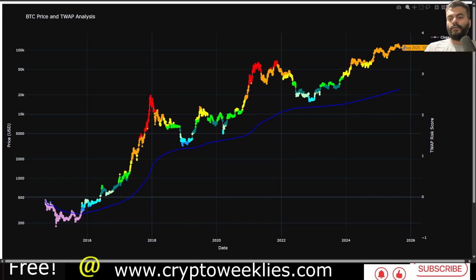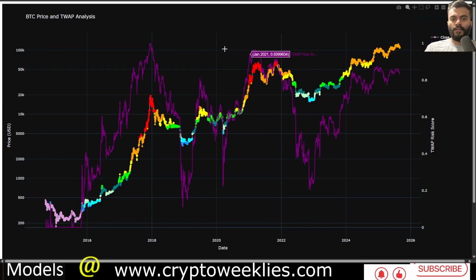So right now, looking at the time weighted average price risk and the price, historically speaking, as the risk goes higher than 0.9, that's when the market has a chance of being overheated, and this color code shifts from orange to red. We haven't seen that. We came close 1, 2, and 3 times.